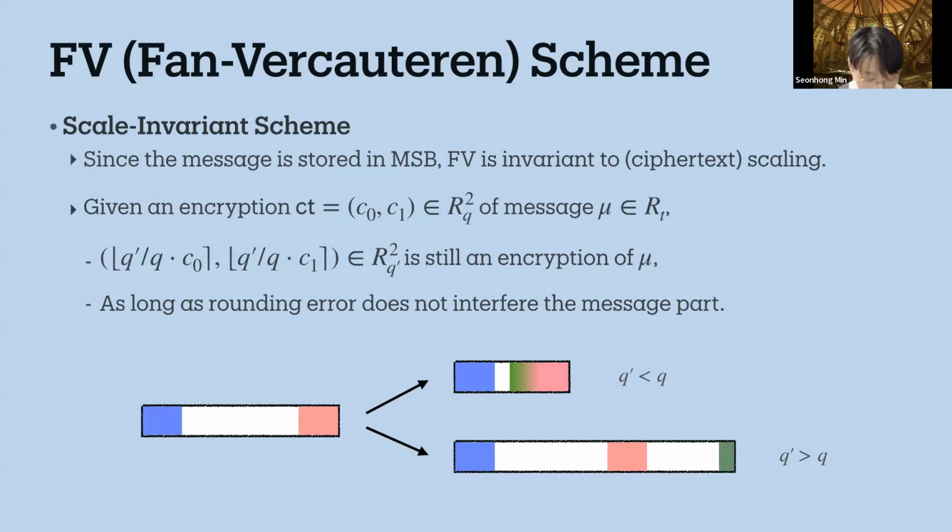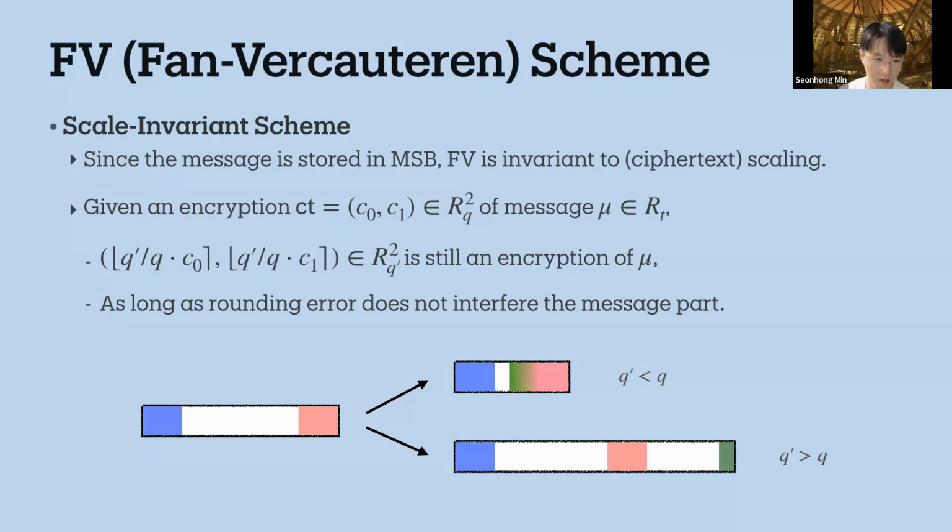Now, finally, I want to remark on the scale invariant property of the FV scheme. Note that the message is stored in the MSB. We can change the ciphertext modulus as much as we want, but still the message will remain in the MSB.